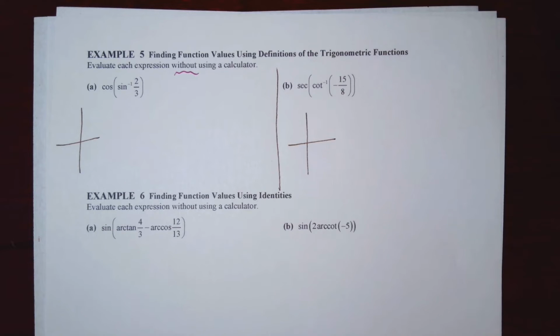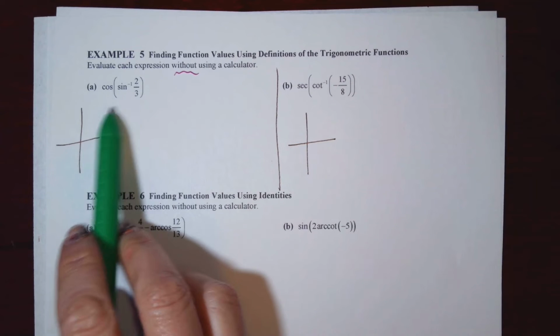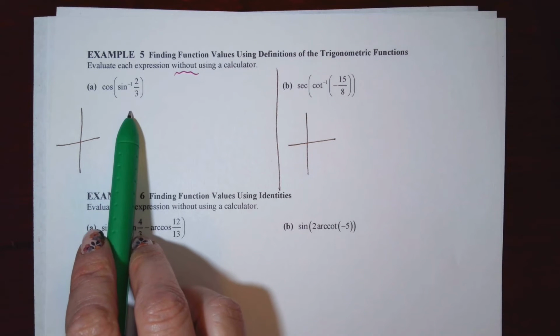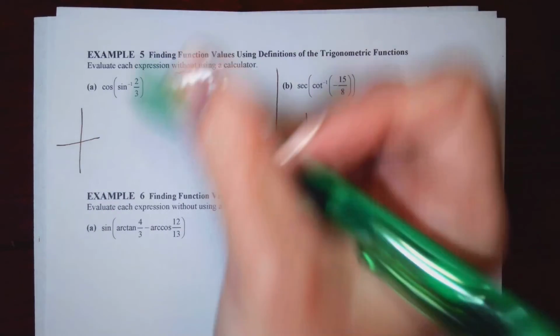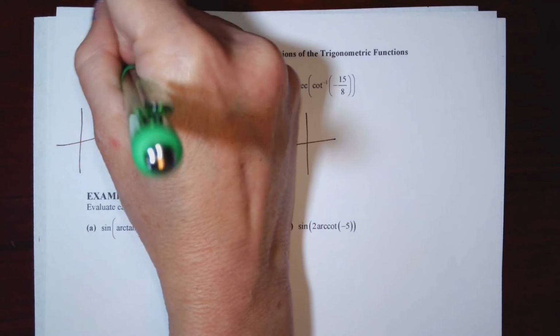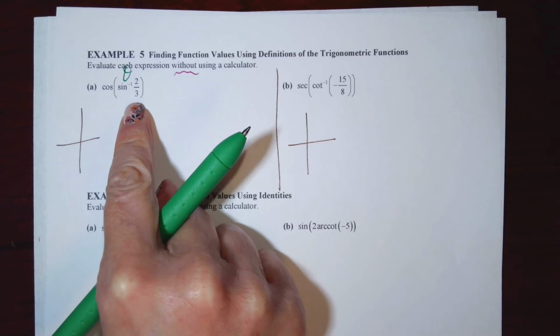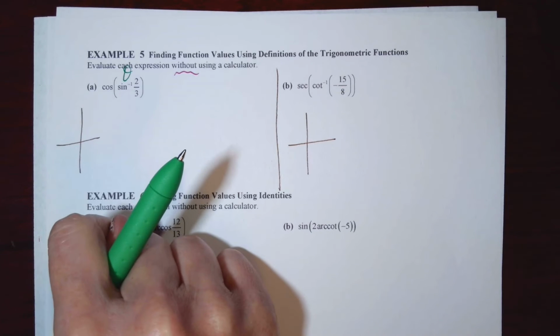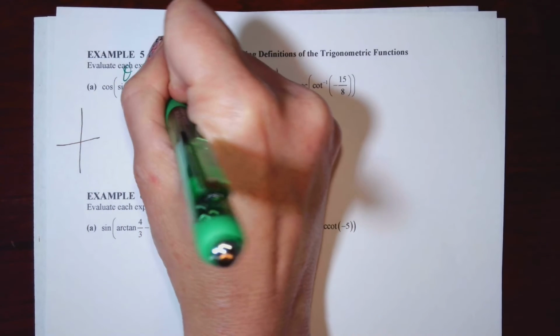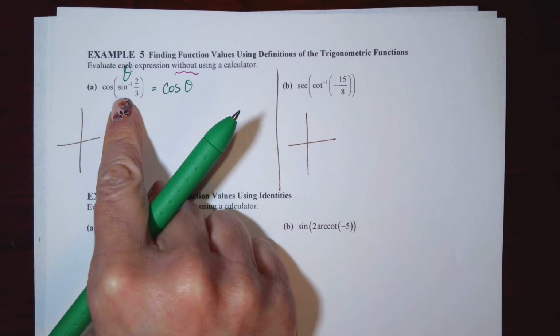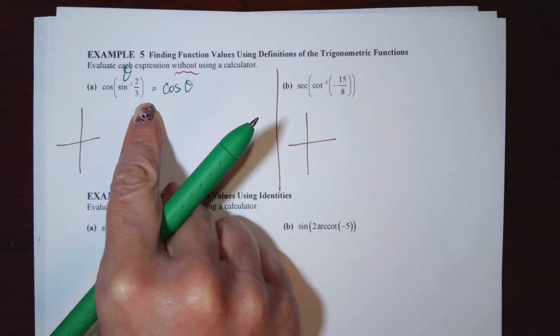Now, we want cosine of, and then inside parentheses, I've given sine inverse. So this is a function value. The answer to a sine inverse problem is an angle. So this is information about theta, and what I'm trying to find is cosine theta. So I want cosine theta, where the sine function value of theta is 2 over 3.